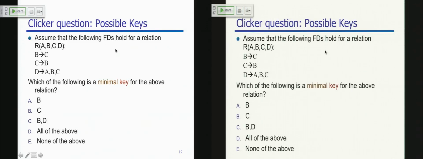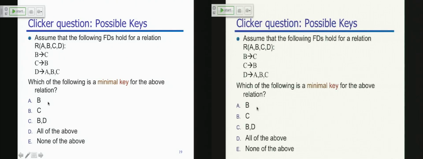Okay, so let's look at different examples. D determines A, B, and C. So that means if I know D, I know D itself, and I know A, B, C. So D is the key. That would mean BD is a super key because it's not minimal. I can take away that B, and I can still determine B based on knowing D. Okay, so these are the two that you were going for at the beginning. That's why none of the above is the correct answer.